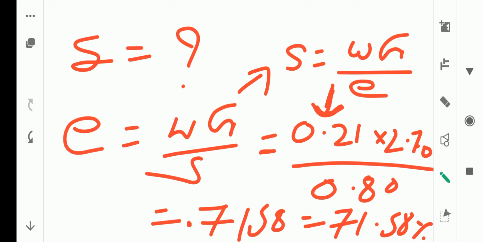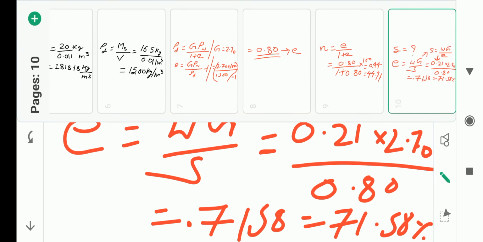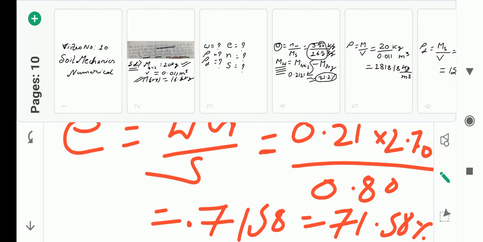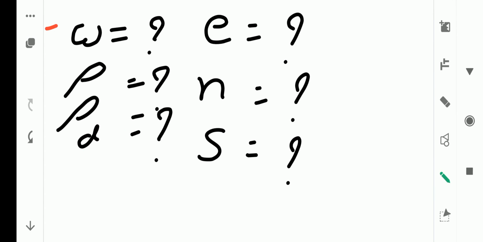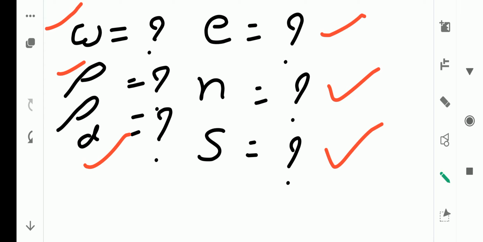So whatever was asked from us, perhaps we have obtained everything. Let us see. Water content we have obtained, density we have obtained, dry density we have obtained, E, that is void ratio, we have obtained, porosity we have obtained, S, that is degree of saturation, we have obtained, and hence we have calculated each and everything that was asked in the question.